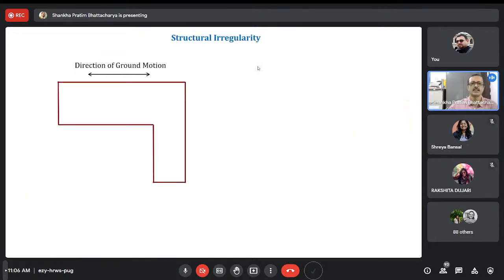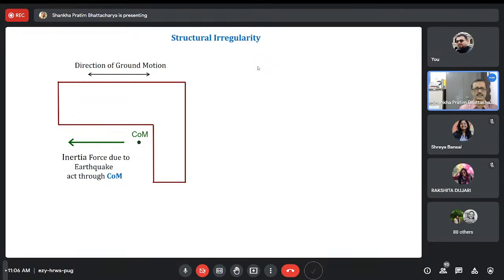So in the structural irregularity, suppose this is a plan of a building, which is an irregular plan. If this is the plan of a building, you'll see the center of mass for this kind of plan will be maybe somewhere here. I mean, it may even come out of the building perimeter because it is a CG.